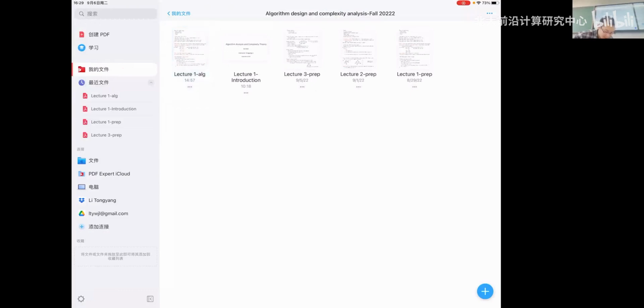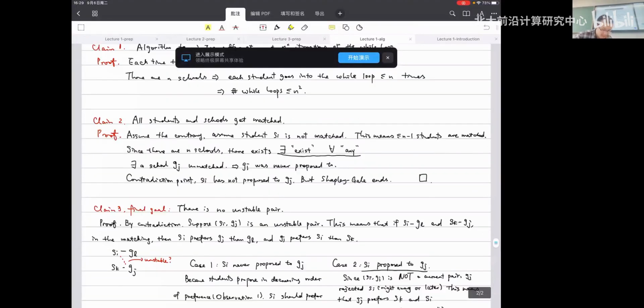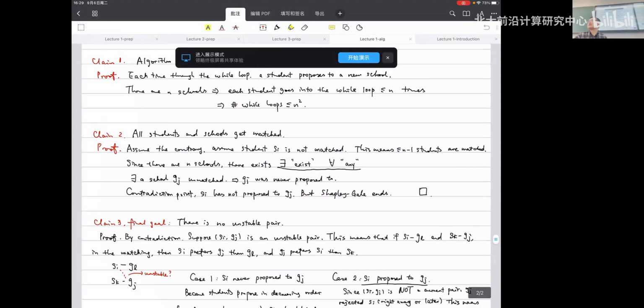So maybe let me open this. If there's anyone that is left not considered, a student whose preference is not solved. Yes, so you mean in the case of an equal number of students? Like, this claim 3 still works if some man is not matched.